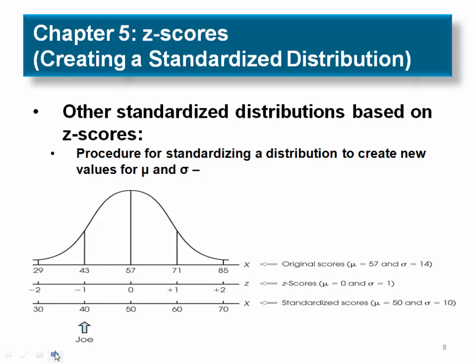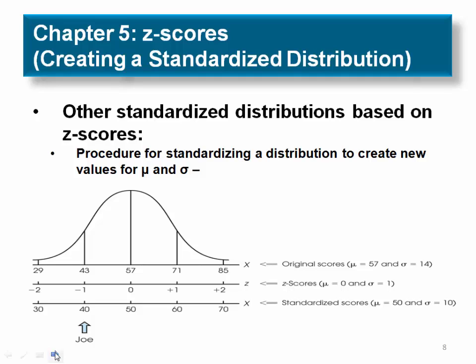Figure 5.8 on page 137 in your text provides another demonstration of the concept that standardizing a distribution does not change the individual positions within the distribution. The figure shows Joe's original exam score with a mean of 57 and a standard deviation of 14. In the original distribution, Joe was located at a score of 43. In addition to the original scores, we have included a second scale showing the z-score value for each location in the distribution. In terms of z-scores, Joe is located at a value of z equals -1.